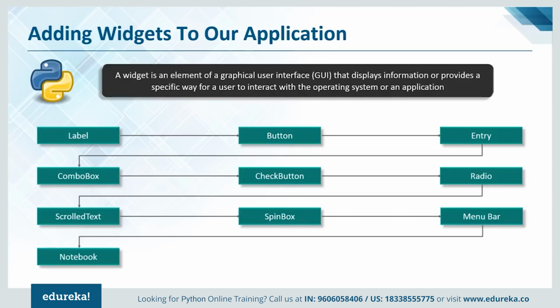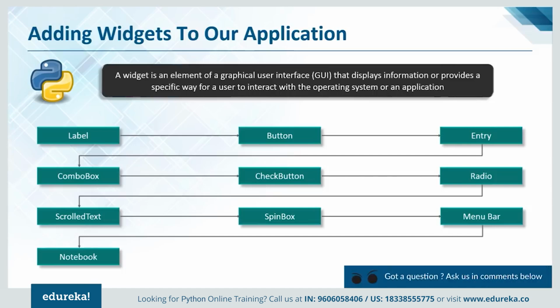And then we have canvas, and canvas is used to draw shapes in your GUI. And we have check button. Check button is used to create check buttons in the application, so you can select more than one option at a time as well. And then we have entry. Entry is used to create input fields in the GUI. And later we have frames.